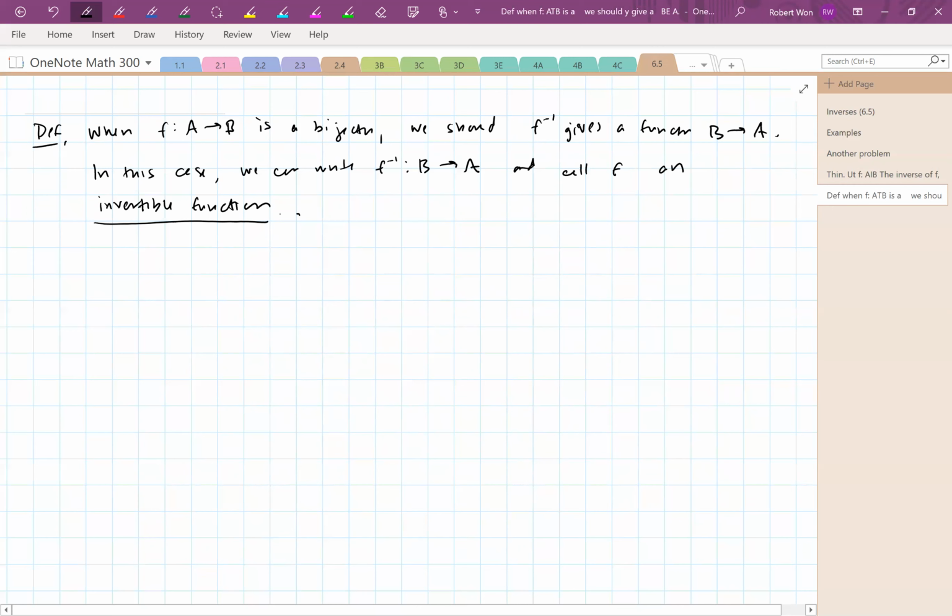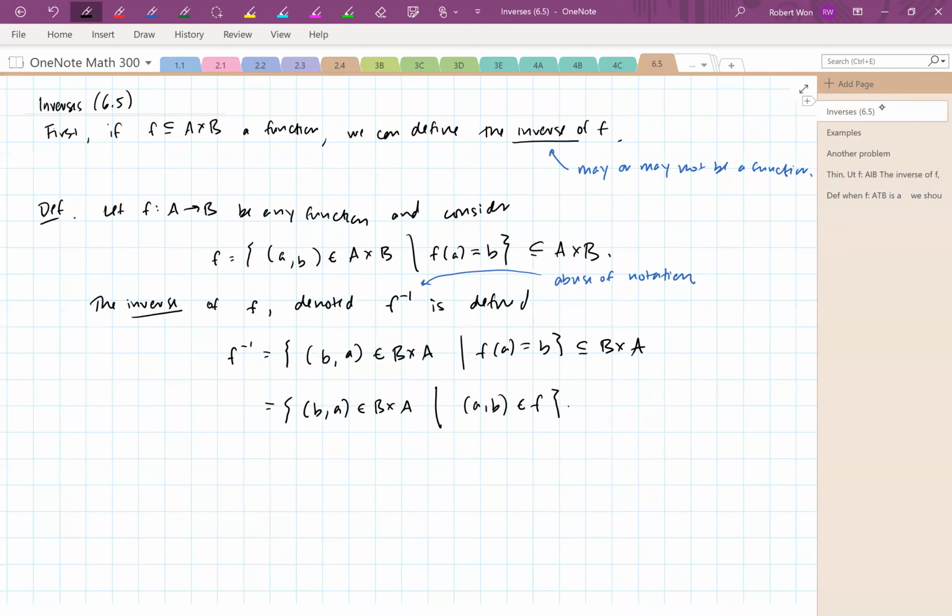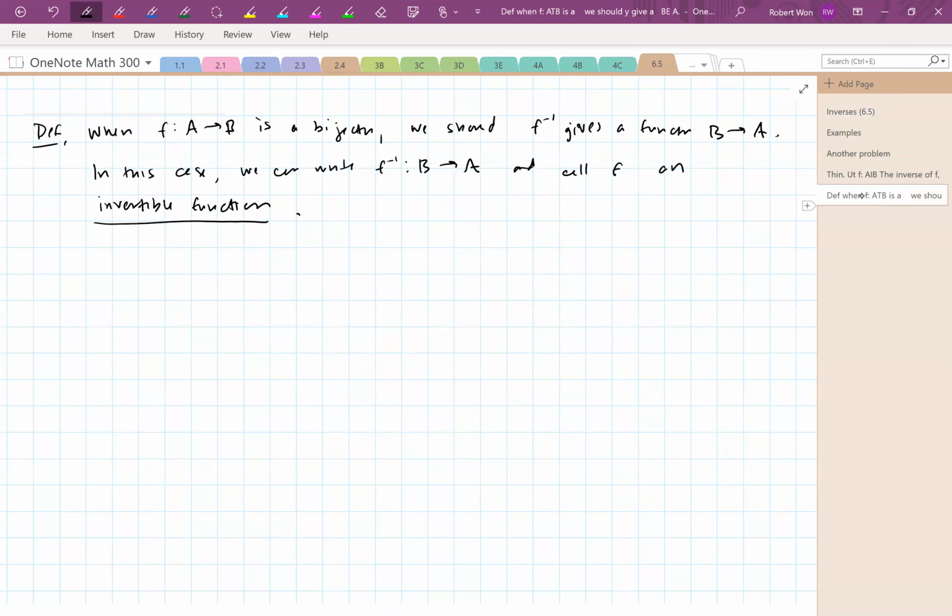Okay? Again, every single function has an inverse in this sense. But the inverse is only a function if f is bijective. So if the inverse of f is a function, we call f an invertible function.